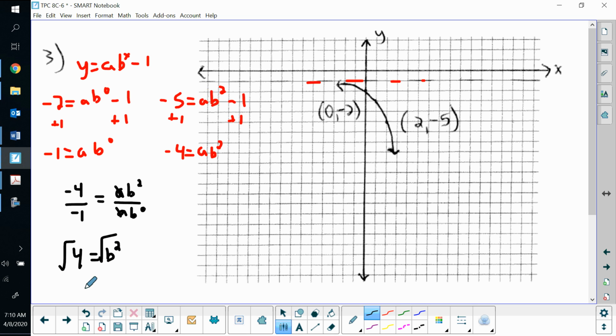Take the square root of both sides. Normally we need the plus minus, but b cannot be negative. Keep that in mind. If you're getting a negative value for b, you did something wrong. And I'm going to sub back into the one here that had the 0. So -1 equals a times 2 to the 0. Anything to the 0 is 1. 1 times a is a. So a is just -1.